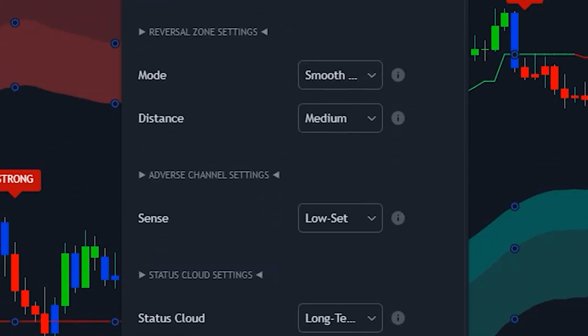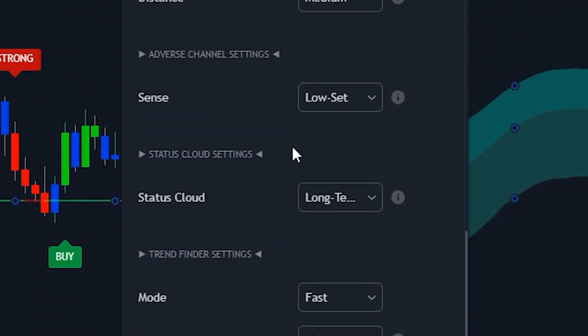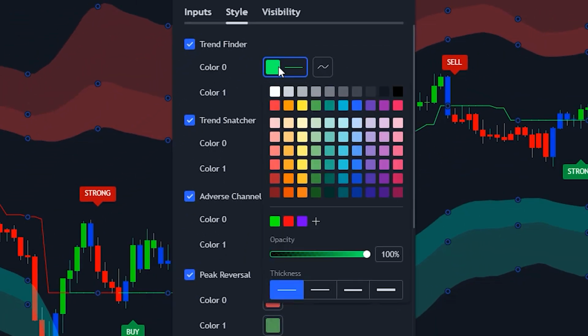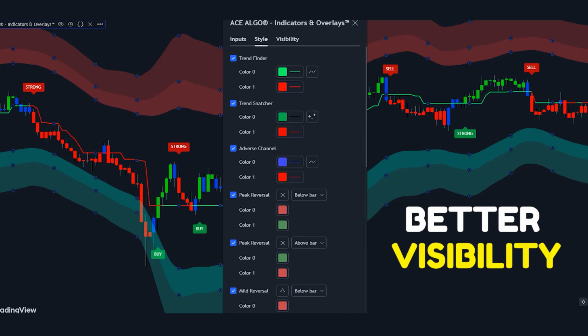Now, scroll down to the reversal zone settings and set the mode to smooth volatility with the distance set to medium. Go to trend finder settings and set the mode to fast with the fast length at 40 and slow length at 80. And hey, don't overlook the styles section. Increase the line thickness for better visibility of the trend finder.